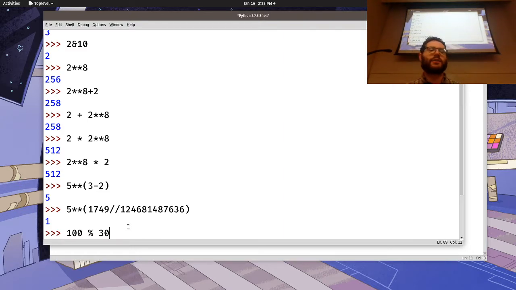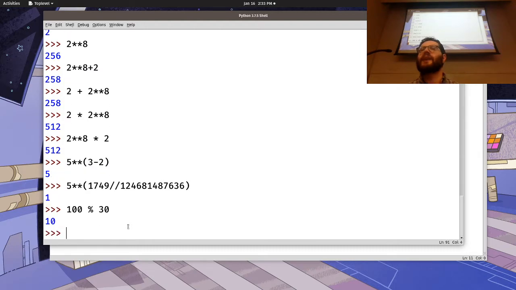Right? 30 goes in there 3 times, which means we take out 90 of it. And so we'd be left with the remainder of 10. Remember, or an easier example with smaller numbers: 7 mod 3.